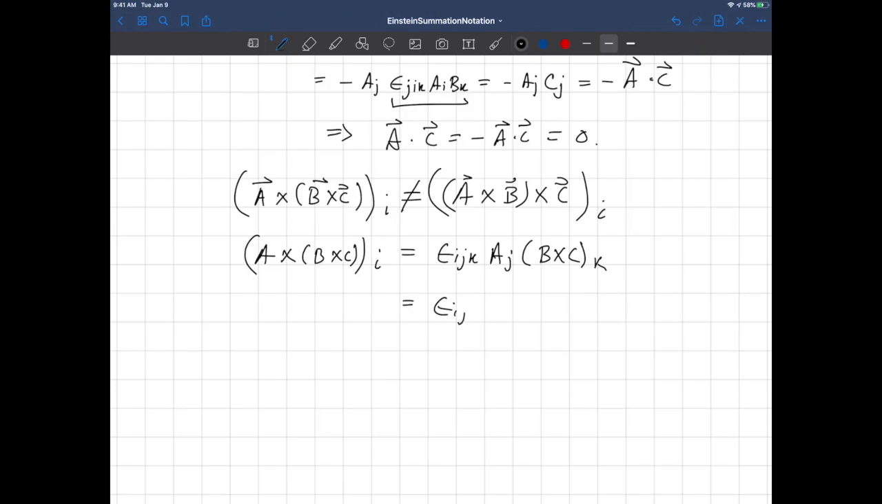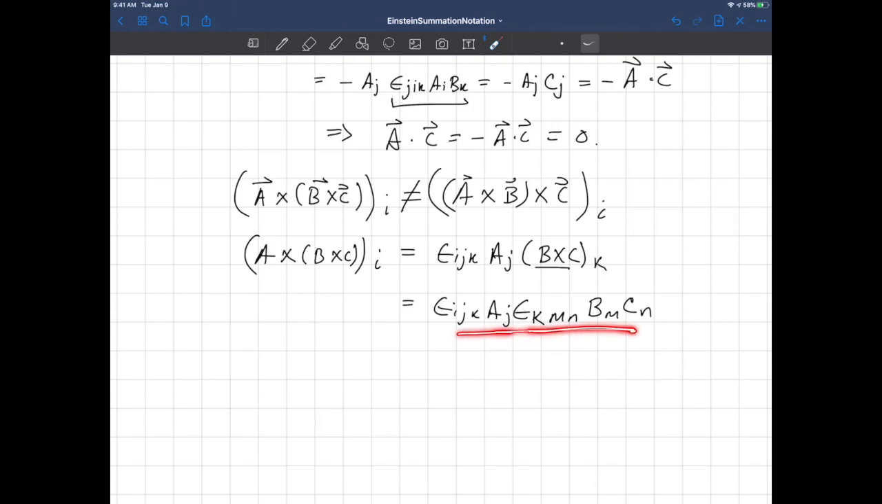So then what we get is epsilon_ijk A_j. Now this is going to make a new epsilon tensor, epsilon_kmn, and I can't use the other letters because I've already used them, so I'll make it B_m and C_n. All right. Now this is why I stressed early on that these things are all just numbers.